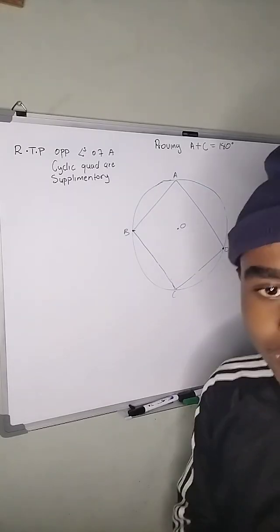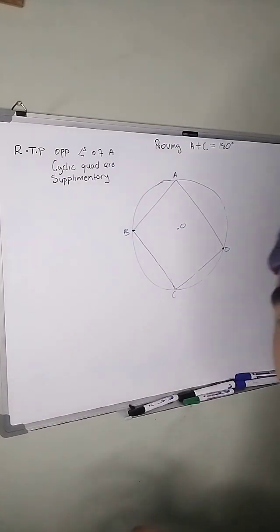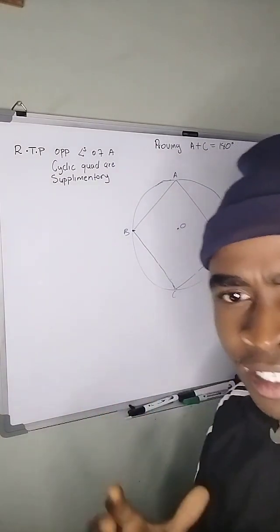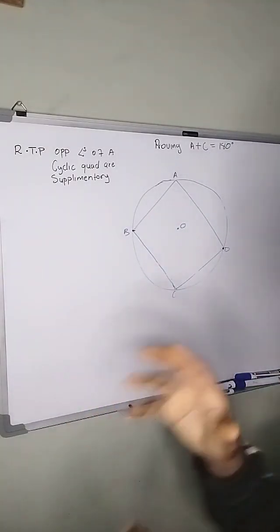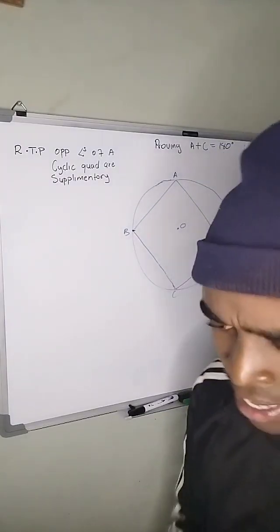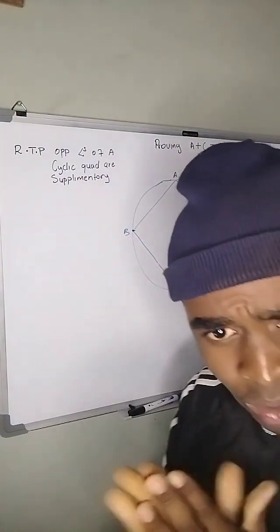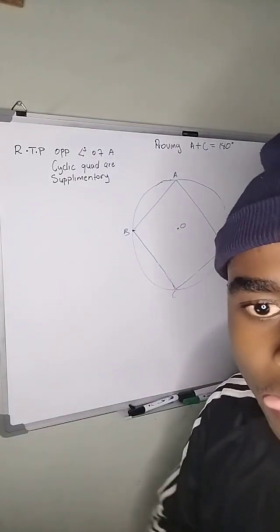So now let's start, guys. So what is a cyclic quadrilateral? In simple terms, it is a quadrilateral which is inside the circle. So what is a quadrilateral? Can I ask you real quick, what is a quadrilateral? Please someone give me an answer real quick.